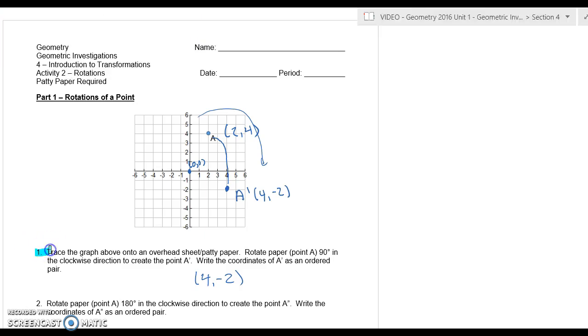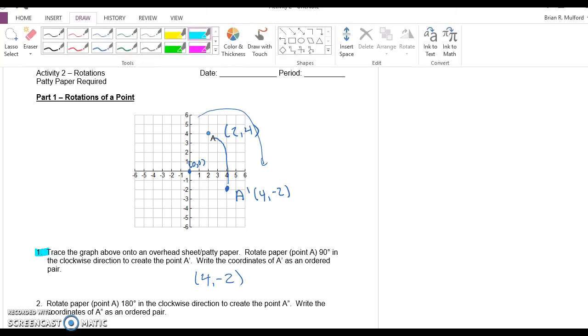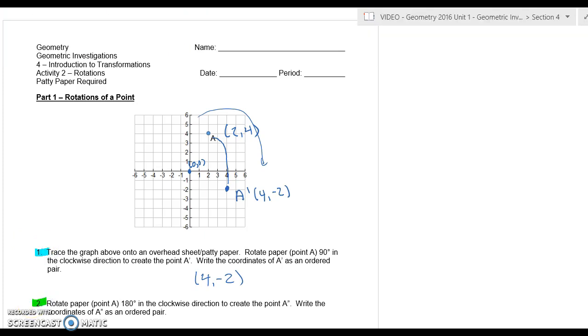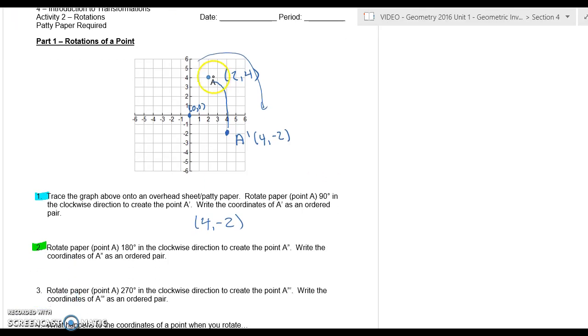Question 2 says, do the same thing, but now rotate 180 degrees. So again, a little bit different rotation. Grab a good pen. All right, so we're going to take the same point. Instead of rotating 90, we're going to keep going with that. If we keep that circle going, we're going to end up right here. And that point is at (-2, -4). So again, we did change our coordinates. We changed the location.